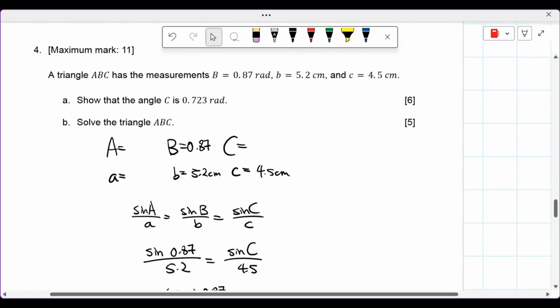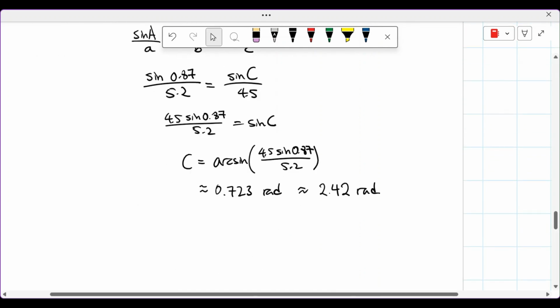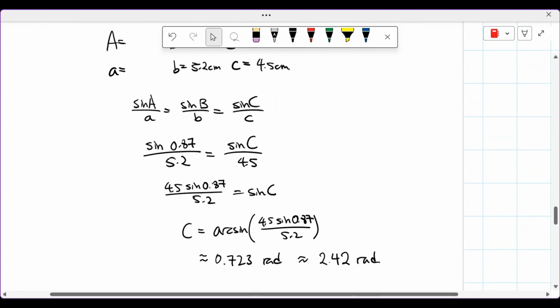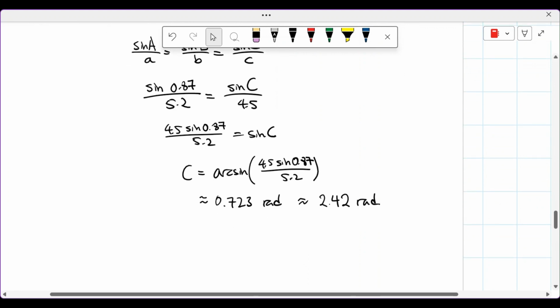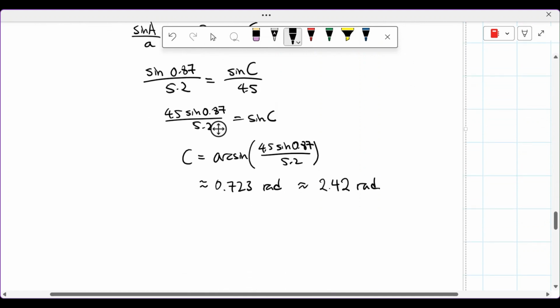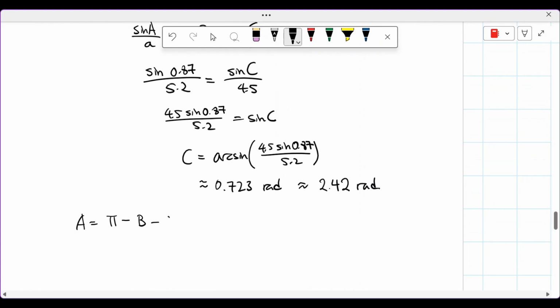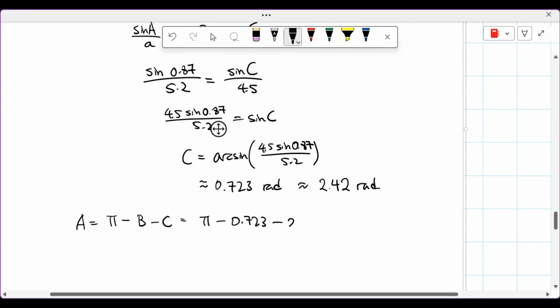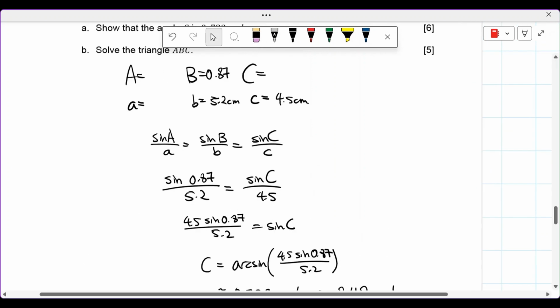Now we know that part A says show that the angle C is 0.723 radians, so it's going to be only one of them. So how do I rule out the second, 2.42 radians? Well, let's assume that 2.42 radians is true, and let's act as if we're finding the angle A. To find the angle A, we can do pi minus B minus C. So that's going to be pi minus 0.723 minus 2.42, and hopefully you're seeing this coming very soon. Sorry, not 0.723, my bad. The B was 0.87.